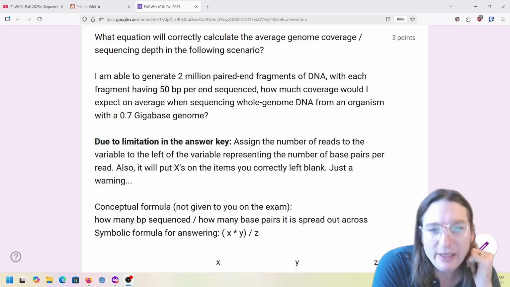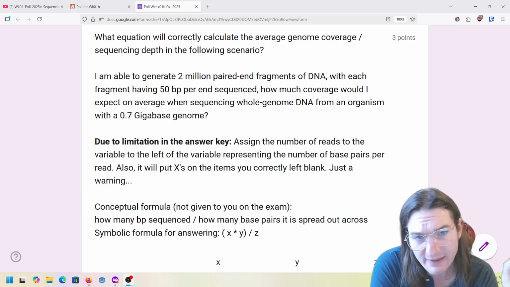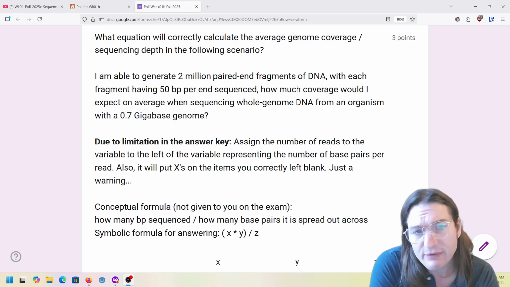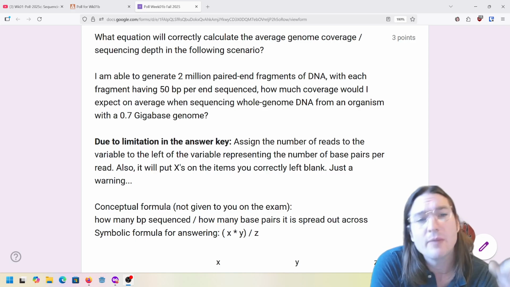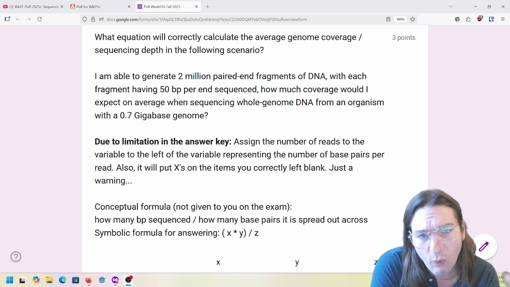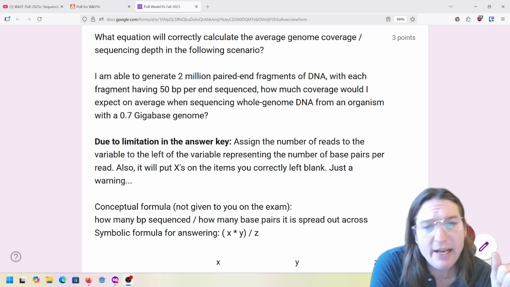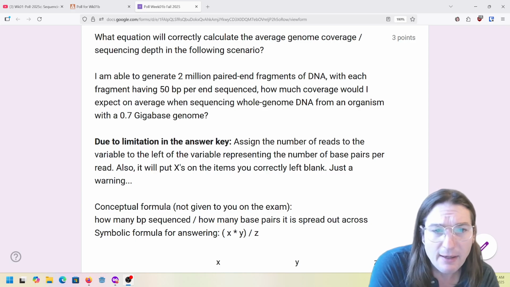So in this situation, reading through it, we see 2 million paired end fragments. So that means each fragment will have one end and then the other end also sequenced. Each end is 50 base pairs. So that means 100 base pairs in total per fragment. So 2 million times 100 should be my numerator. My denominator needs to be the genomic space. In this case, it's giga.